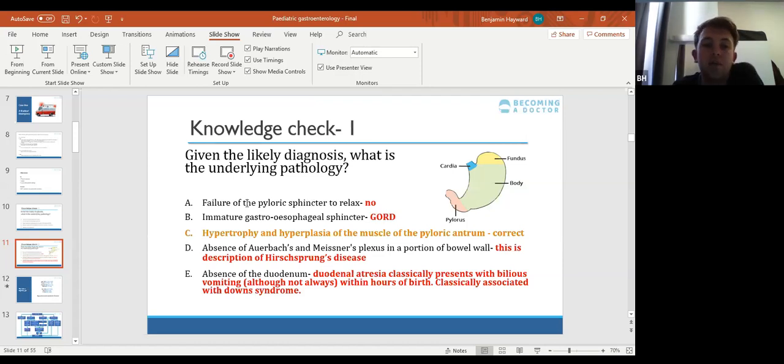Going through the other options, the first one's not really a thing. The second one describes GORD, which isn't really the case here because it's projectile vomiting. D describes Hirschsprung's disease. So in there, you'd again maybe be a little bit younger. You might have constipation, and you might have abdominal distension and bilious vomiting. And then the last one would be duodenal atresia. Okay. Good. So let's move on from there unless there's any questions at all.